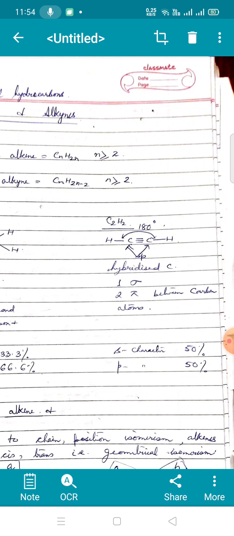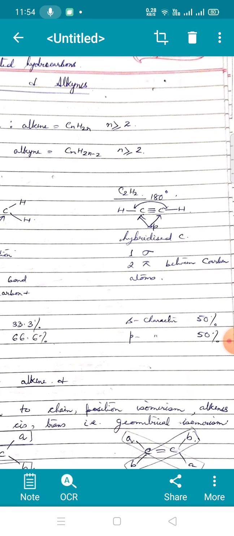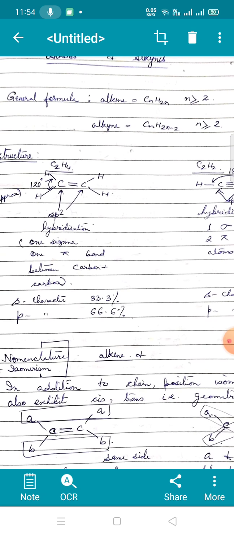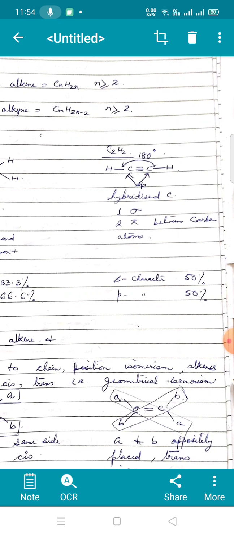And when we move to alkyne, there is a carbon-carbon triple bond. The first alkyne I have taken is C2H2, that is ethyne, commonly called acetylene. The hybridization is sp with the bond angle 180 degrees. There is one sigma and two pi bonds between the carbon atoms, and it's a linear structure. Here s character and p character both are 50%. I hope you remember last time while discussing hybridization we learned how to calculate the percentage of s and p orbitals.